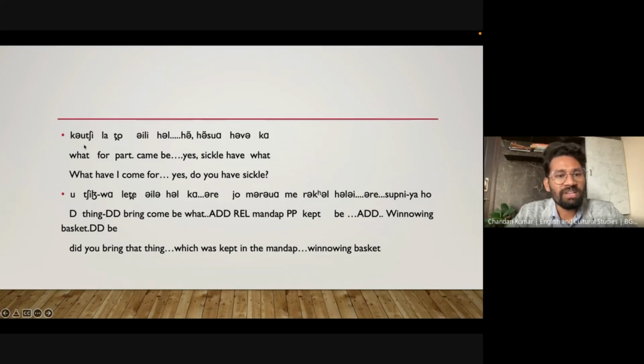Again, this expression like Kochila Tuaili Halo is an expression which is, of course, holding the place for the object that is momentarily eluding the speaker, Hasua, sickle, which is the common word used in the villages. If you see the expression, it is similar. For example, how in the discourse the placeholder is important. So, uchizwa lete ailahal ka, are jo maragwa mein rakhal hale.